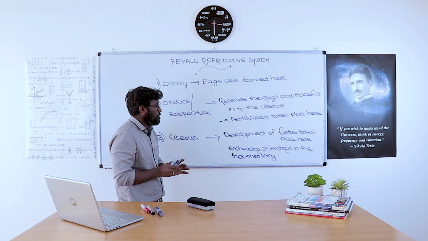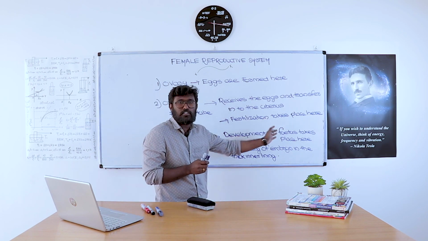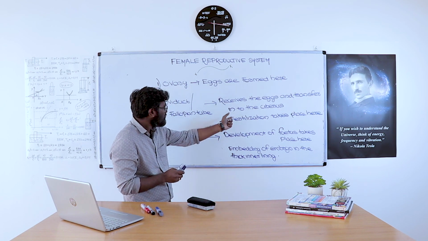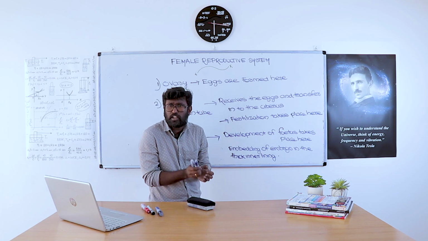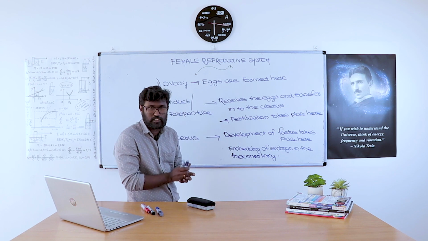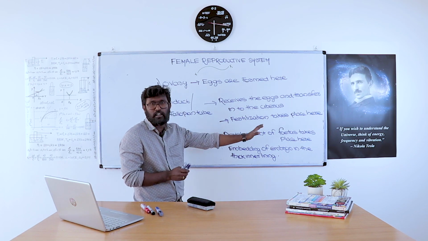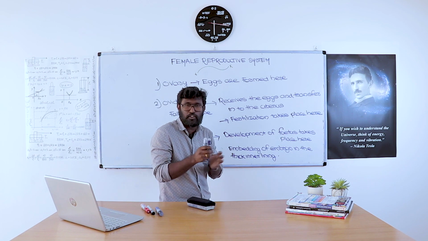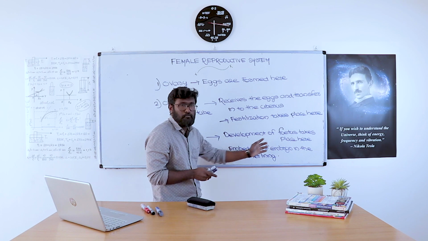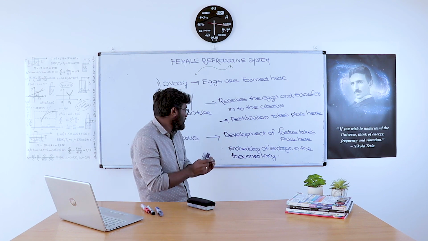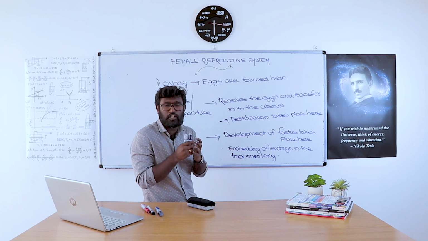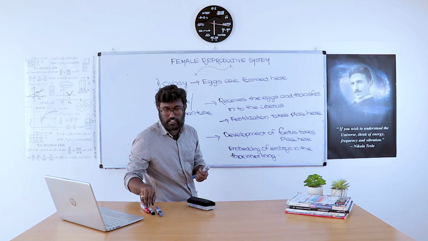Now uterus. The development of fetus takes place in the uterus. The egg is transferred from the ovary to the uterus through the fallopian tube, otherwise called the oviduct. And the embedding of embryo in the thick inner lining of the uterus is called implantation.